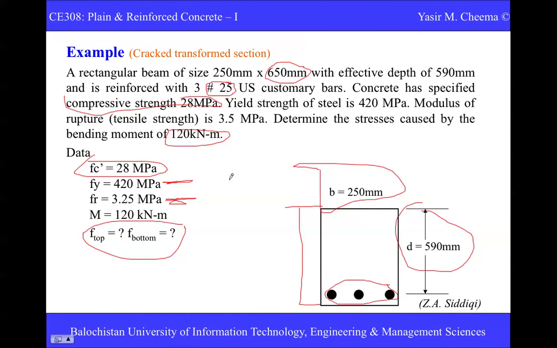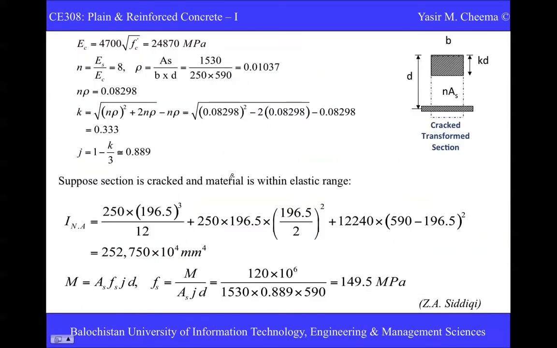So this is the geometrical description of the section available to us, and the loading and the material properties are also given. Now we have to find these stresses. How will we proceed? Let's see. We have a cracked transformed section. As you know, you are very familiar with the cracked transformed section. So this is our cracked transformed section diagram. We are assuming this specifically as a cracked section.